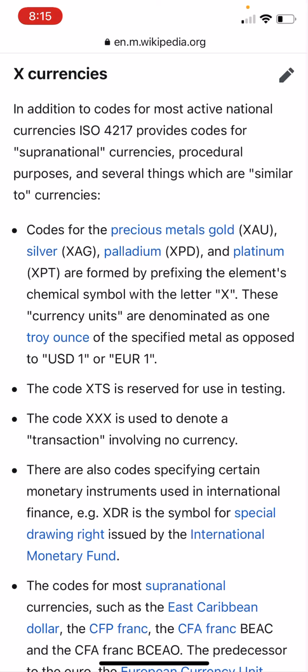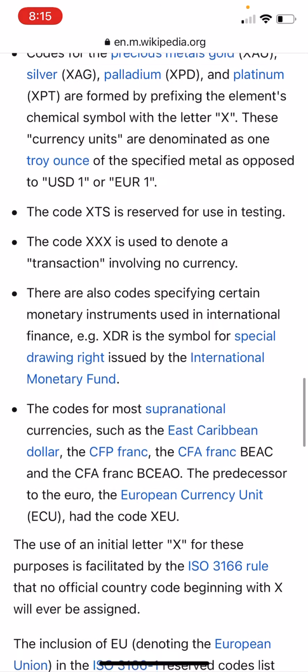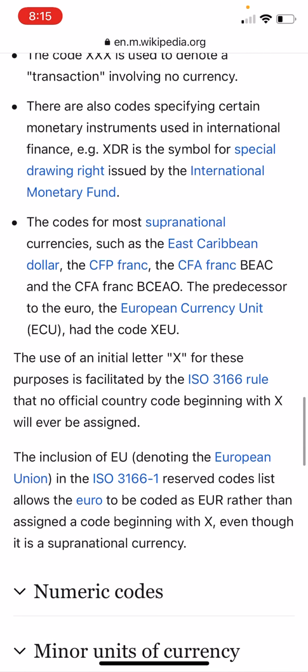Good examples are gold, silver, palladium, and so on. It says the use of the letter X for these purposes, right here, is facilitated by the ISO 3166 rule that no official country code beginning with X will ever be assigned. So it has no official country code.